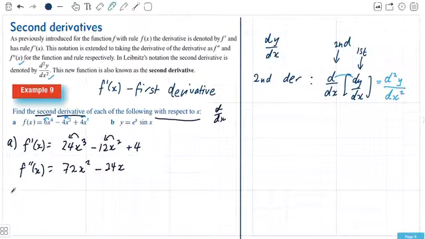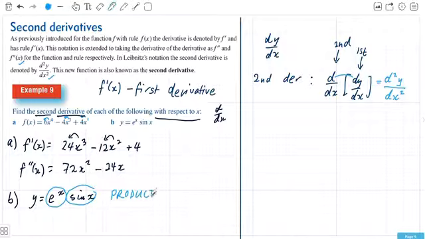Okay, the next one we've got there is b. We've got y equals e to the x sine x. You can see here that we've got two functions multiplied together, so we'd have to use the product rule. We're going to use the product rule on this not once, but twice. So I'm just going to move this notation down.